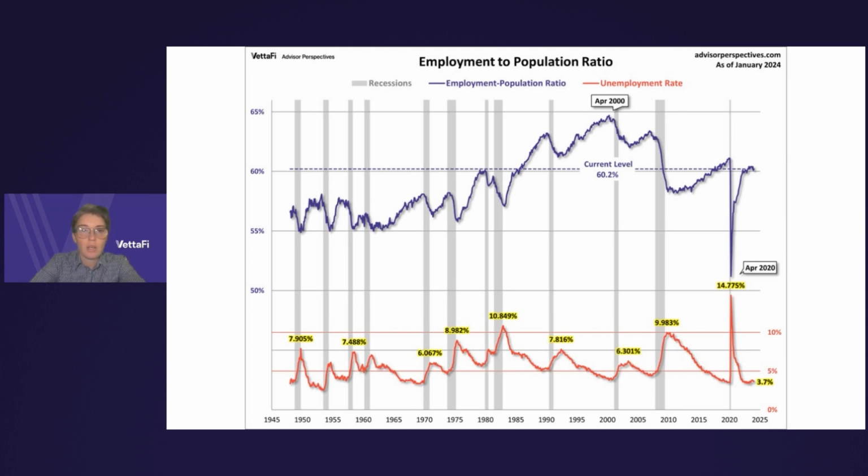In April 2020, because of the COVID pandemic, we saw the employment population ratio drop to its lowest level in series history. Since then, it's been gradually climbing to its pre-pandemic range. The latest employment population ratio is at 60.2%, up slightly from December.